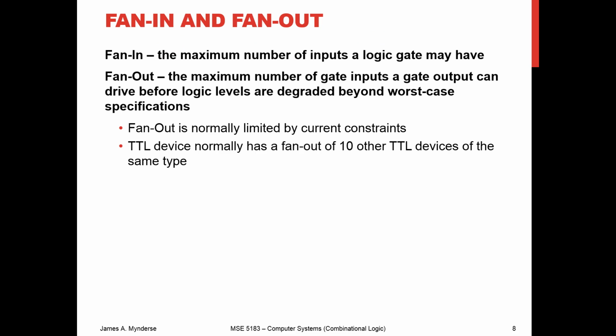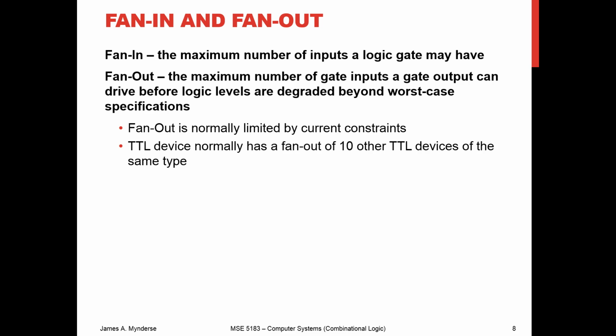Another non-ideal sort of thing we have to worry about is fan in and fan out. So this is going to be related to power dissipation, essentially, and how much power we can push through these things. So fan in is the maximum number of inputs that a logic gate can have, and fan out is the maximum number of gate inputs that a gate output can drive. And so what happens here is that we've got this current limit that's based on power dissipation. And so if we know what our current limit is, and we know what kind of current we're expecting on the inputs, well then that tells us how many inputs our output can drive.